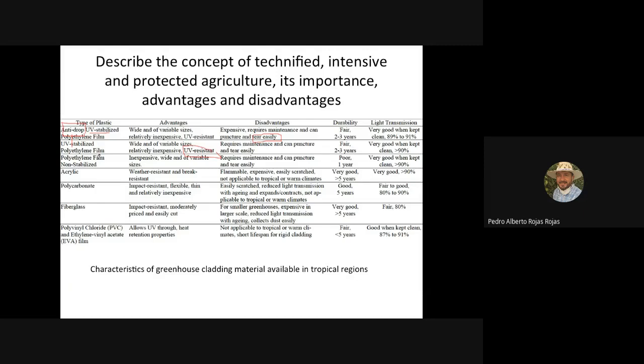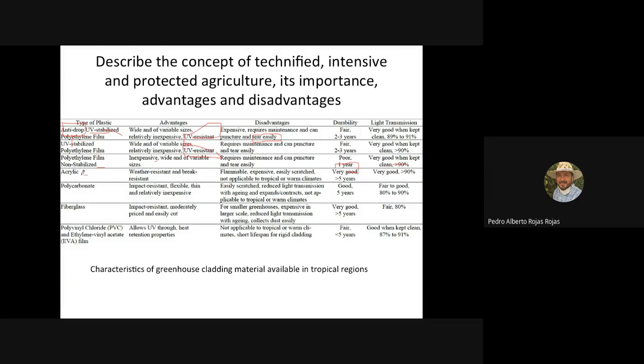And number three is polyethylene film, non-stabilized. This is useful to reduce costs because it's inexpensive and available in variable sizes. It doesn't have anti-drop and doesn't have ultraviolet resistance. As a disadvantage, it tears easily and durability is poor, only 1 year, but it has very good light transmission and is cheaper, less expensive.